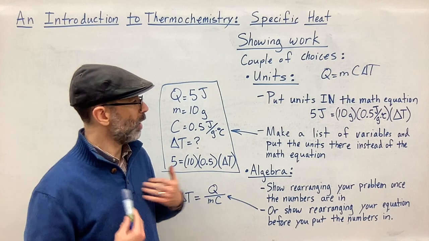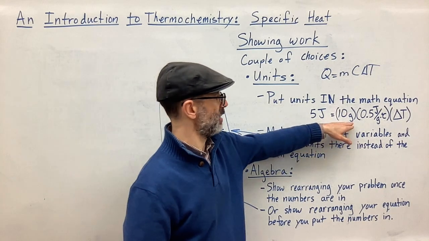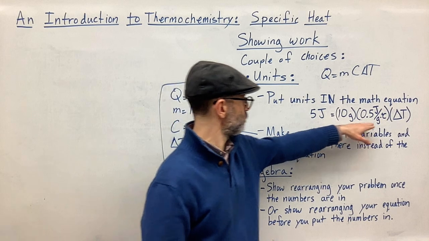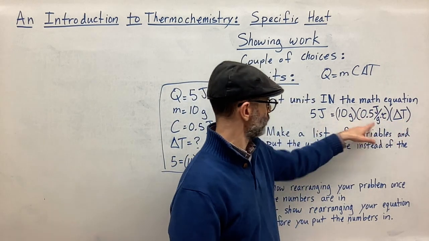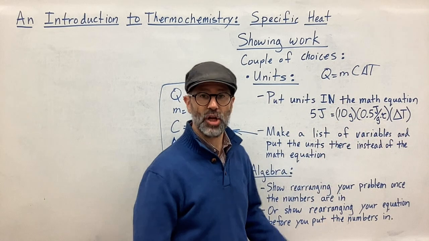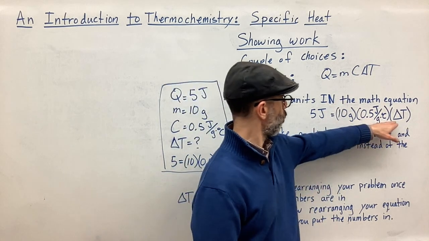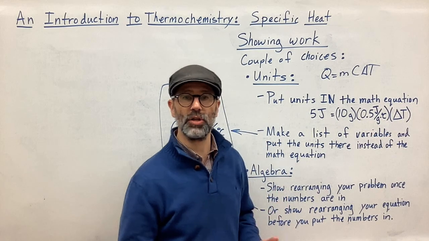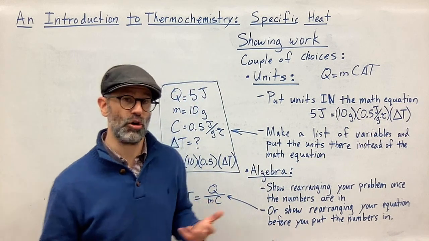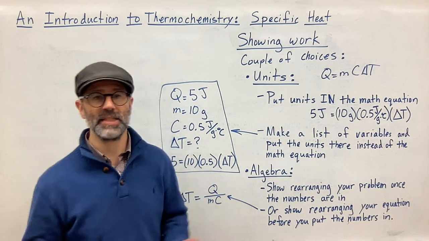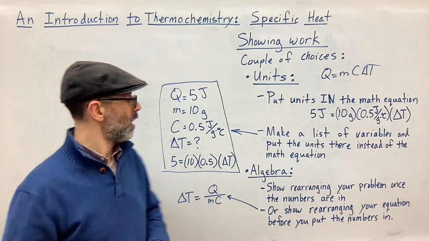I prefer this way myself because I can see that the units cancel out. Grams will cancel out, and then joules will end up canceling out when you do the math. And so you should end up with degrees Celsius as the unit. If you don't wind up with degrees Celsius as a unit, then you know you made a mistake somewhere and you can check your work.